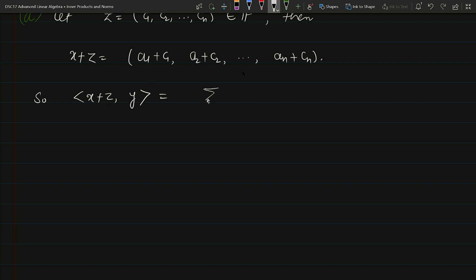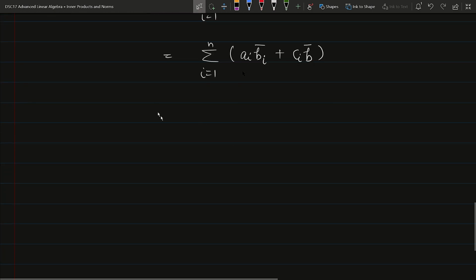We will write the sum, i running from 1 to n, and choose the ith element in x plus z. So the ith element will be ai plus ci, then choose the ith element in y and take its bar, so bi bar. Now this addition and multiplication is in complex space, so we can say this is equal to summation i running from 1 to n, and we can distribute this multiplication as ai bi bar plus ci bi bar, right?